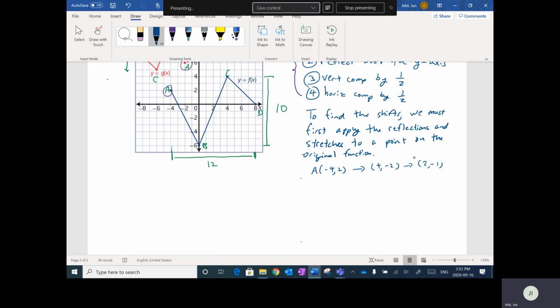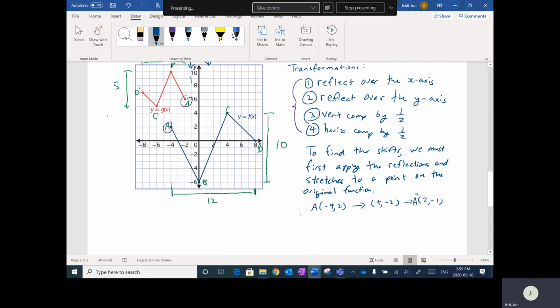Okay, so I'm going to call this point A double prime. It's an intermediate point that we need to find to figure out what the shifts are. So in purple here, 2, -1. 2, -1 is actually right there. So this is A double prime.